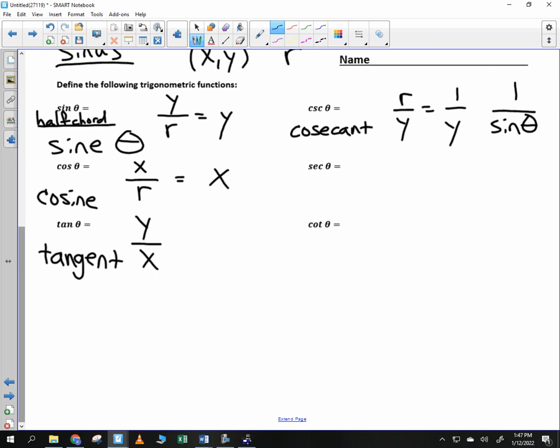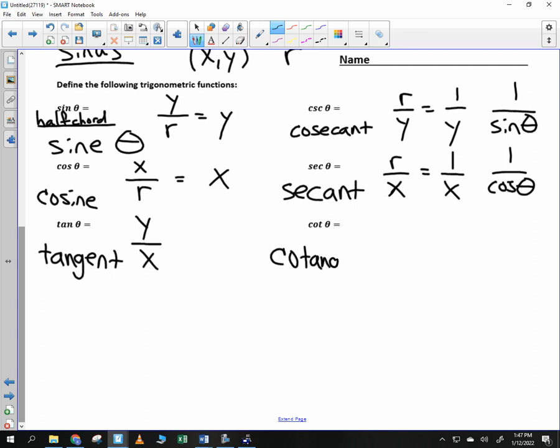Anybody want to guess what this one is? Secant. Thank you for taking a shot at it. Secant is the reciprocal of cosine. It's r over x, which in the unit circle would be 1 over x, or 1 over cosine. You want to guess the last one? Cotangent. And cotangent is going to be x over y, or 1 over the tangent of theta.